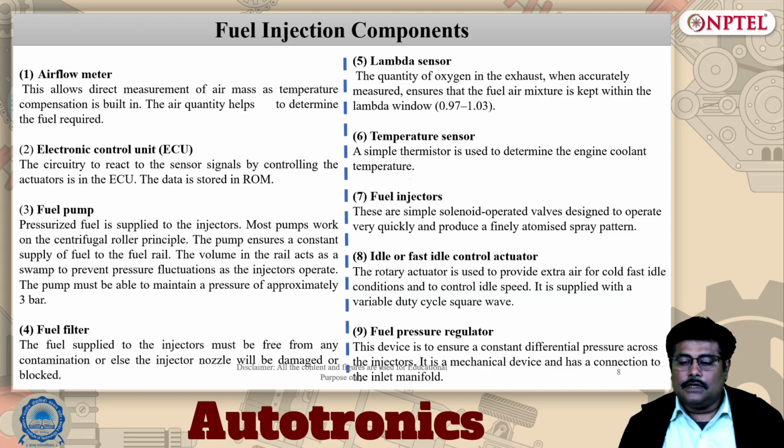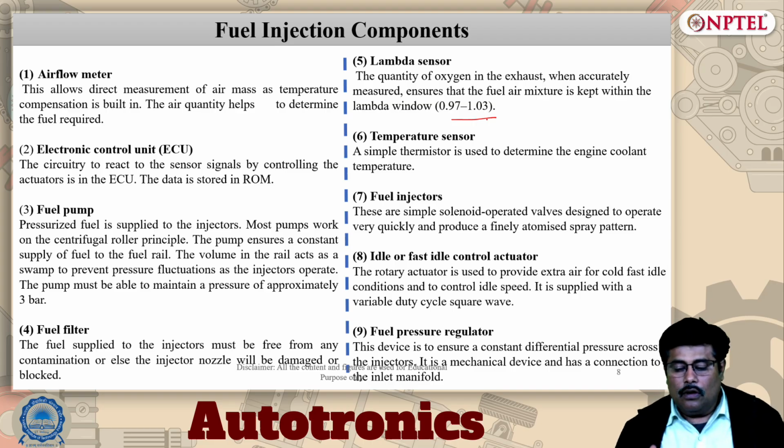The quantity of oxygen in the exhaust, when accurately measured, ensures that the fuel air mixture is kept within the lambda window, which is in the range of 0.97 to 1.03. Next, we have the temperature sensor, a simple thermistor used to determine the engine coolant temperature. We also have a fuel injector in place. These are simple solenoid operated valves designed to operate very quickly and produce a finely atomized spray pattern.